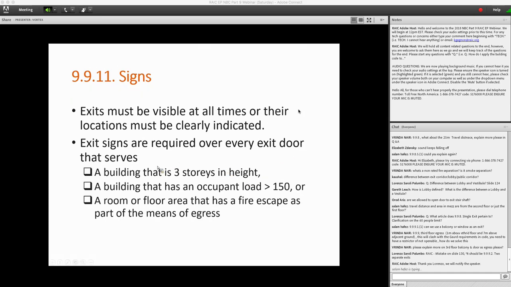Okay. Exit signs are required over every exit door that serves a building that is 3 stories in height, a building that has an occupant load of more than 150, or a room or floor area that has a fire escape as part of the means of egress.